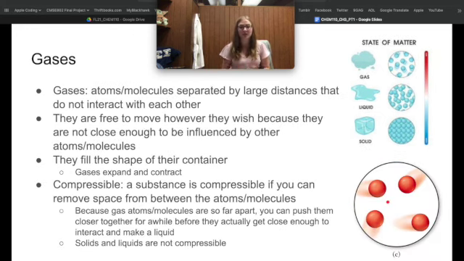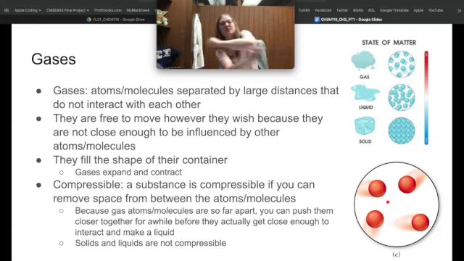All right, last one here, we have gases. Gases are atoms and molecules that are separated by large distances, and they don't interact with each other. That's kind of a little bit of an assumption. We'll talk about why later this semester when we talk about gases. But we're going to assume they do not interact with each other and they're separated by very large distances.